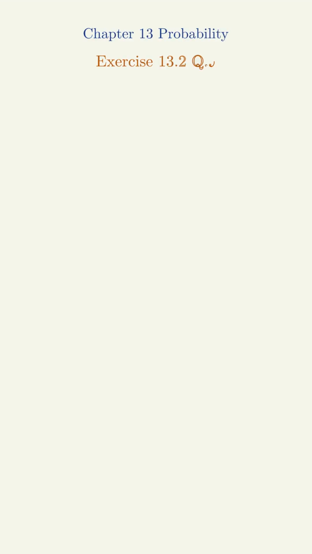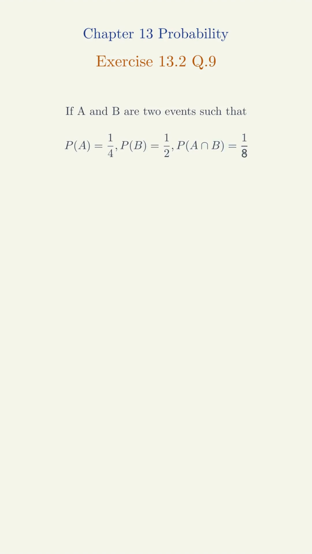Exercise 13.2 question 9. If A and B are two events such that P(A) = 1/4, P(B) = 1/2, and P(A ∩ B) = 1/8, find P(not A and not B).